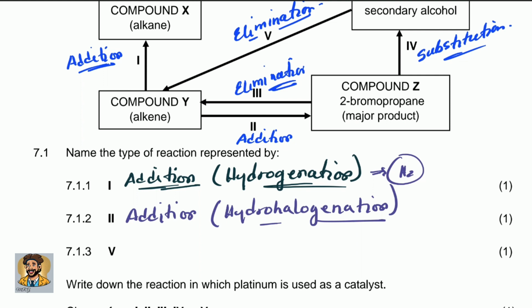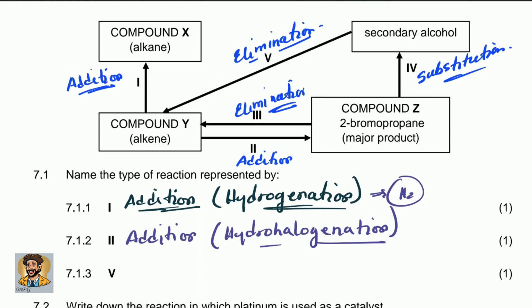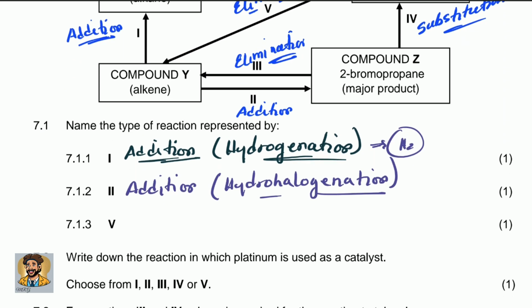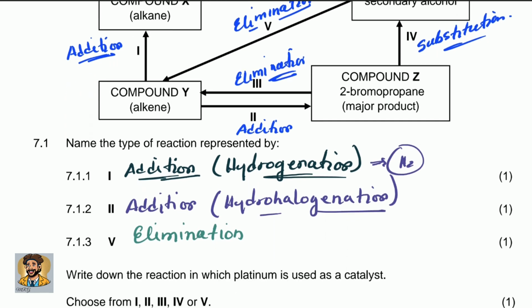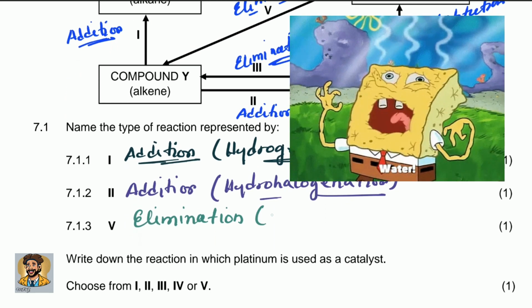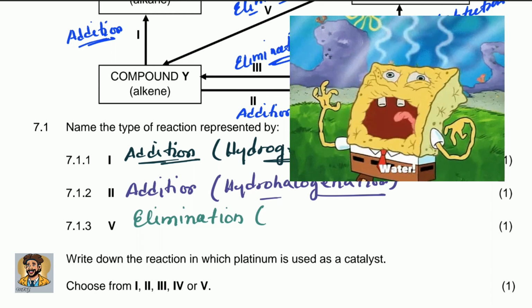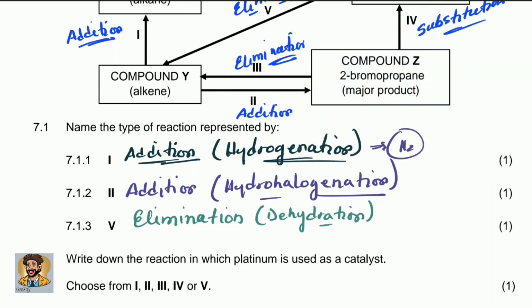And reaction 5, we end up in an alkene, so we say it is elimination. You can see that you're starting with an alcohol and you end with an alkene, so it's quite simple. This one is dehydration. You're removing water there. So this is the first part. It's really simple, guys.